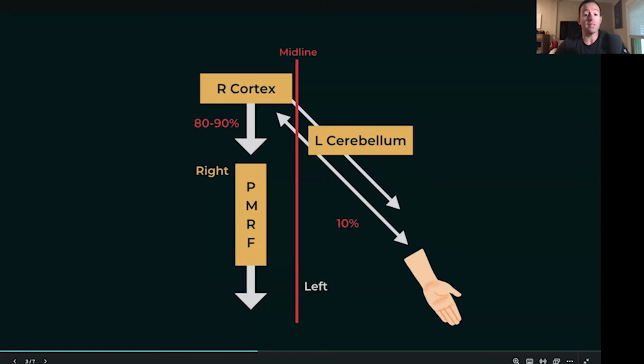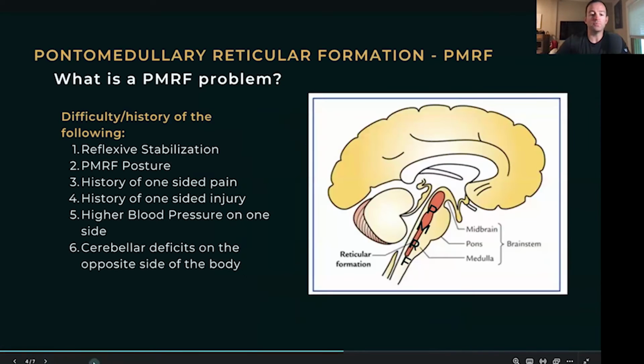So this is literally how voluntary movement works. Move your left hand. That is initiated by the right cortex. It's controlled by the left cerebellum. And if the right cortex is doing its job well, it will fire down into or act on the right PMRF.